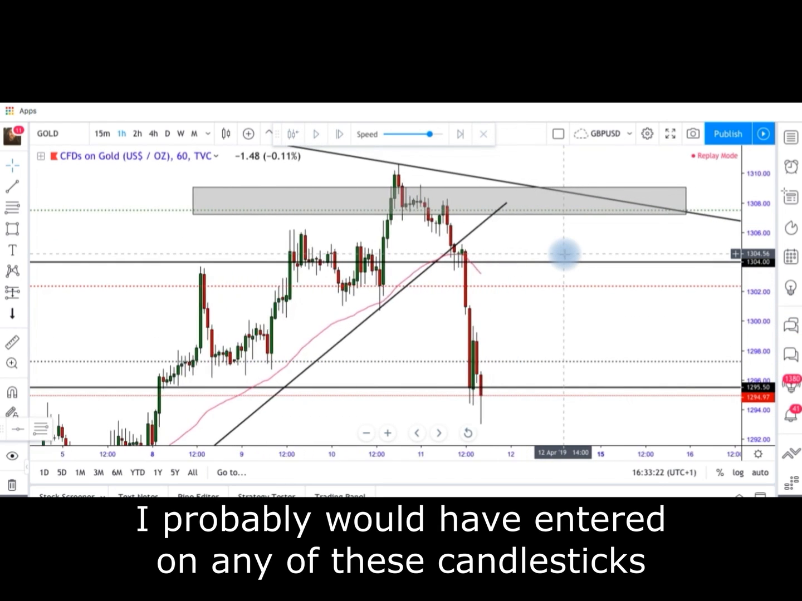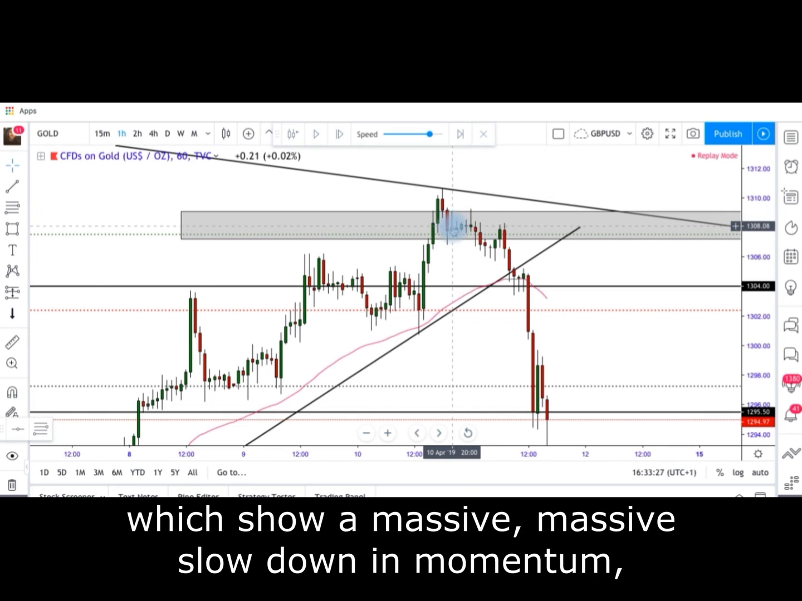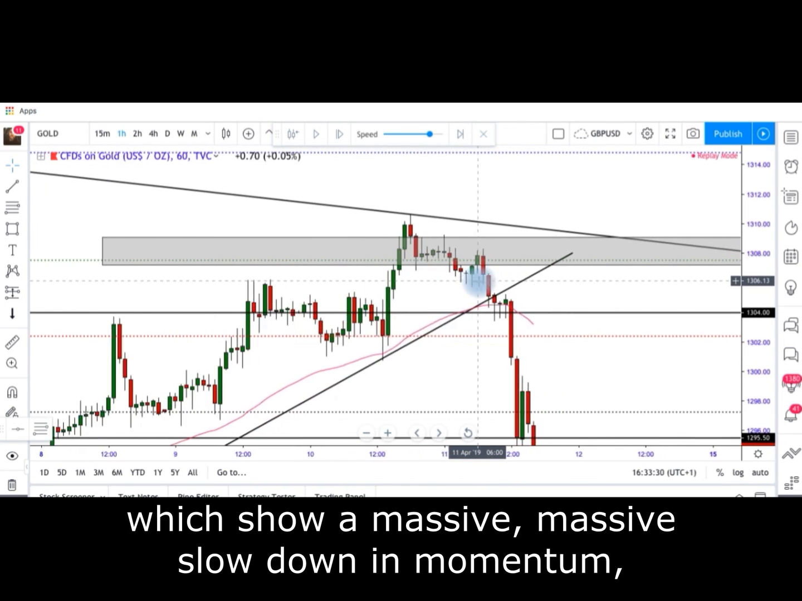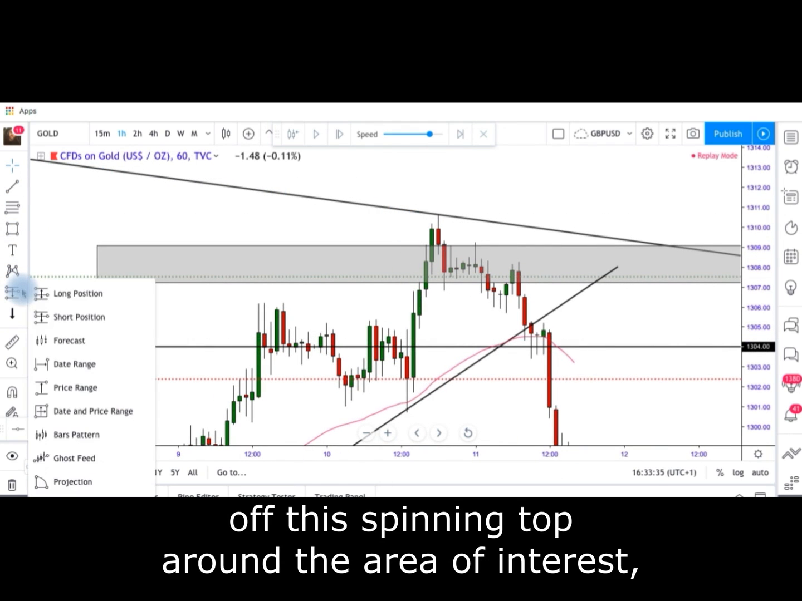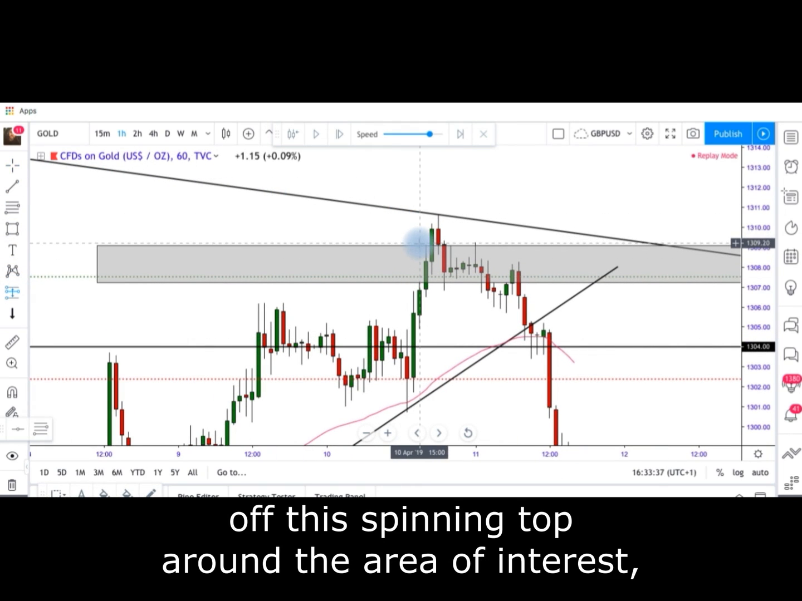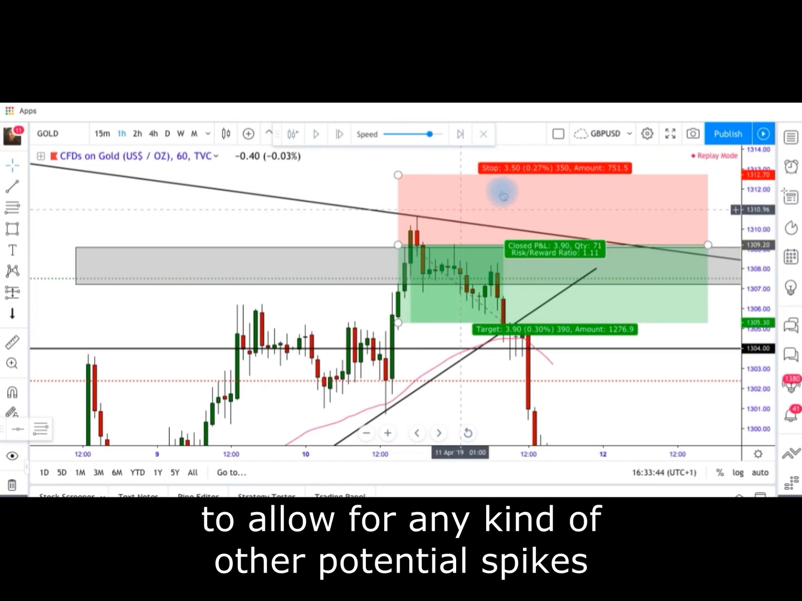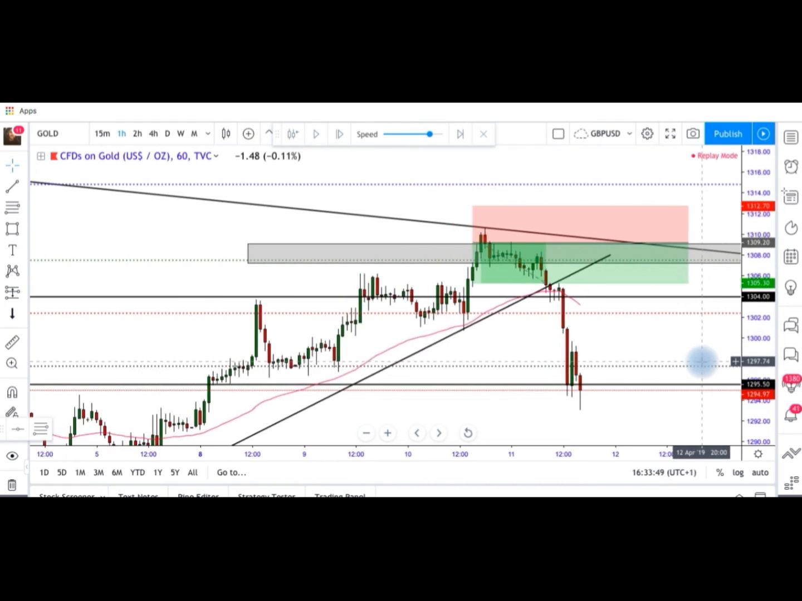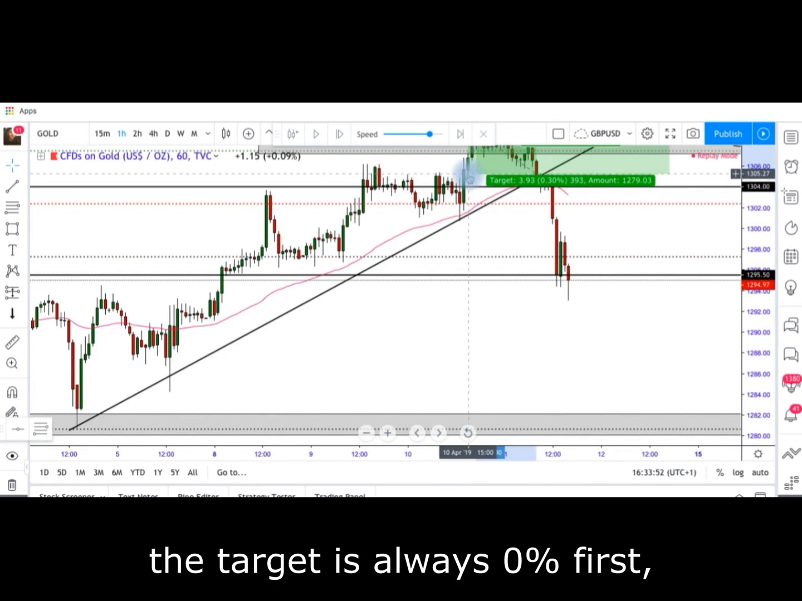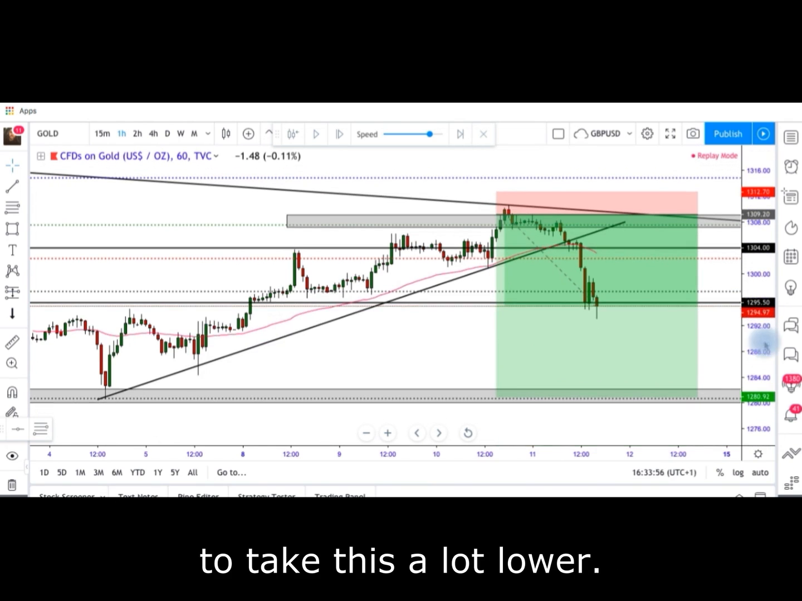I probably would have entered on any of these candlesticks, which show a massive move and slowdown in momentum, or alternatively, I would have come straight in off this spinning top around the area of interest, and it would have again allowed enough space above for any other potential spikes around this area. And for me, as always, the target is always 0% first. And once we've hit 0%, I'd then be looking to take this a lot lower.